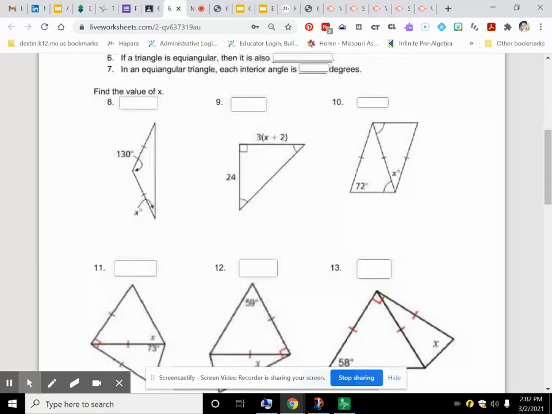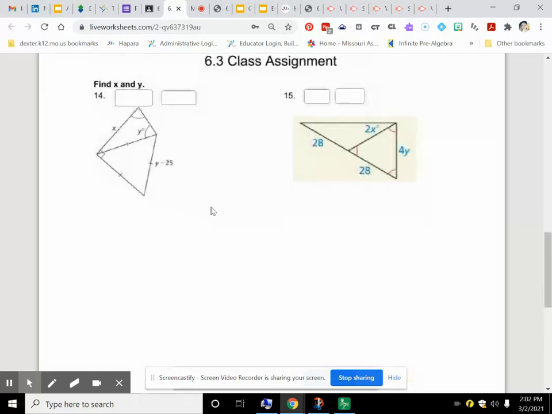Don't put any spaces. Then on the last page, 14 and 15, you have to find x and y. Do x in the first box and y in the second box. Same on 15. X in the first, y in the second. And guys, some of these are tricky, so you're going to have to do quite a bit of thinking.